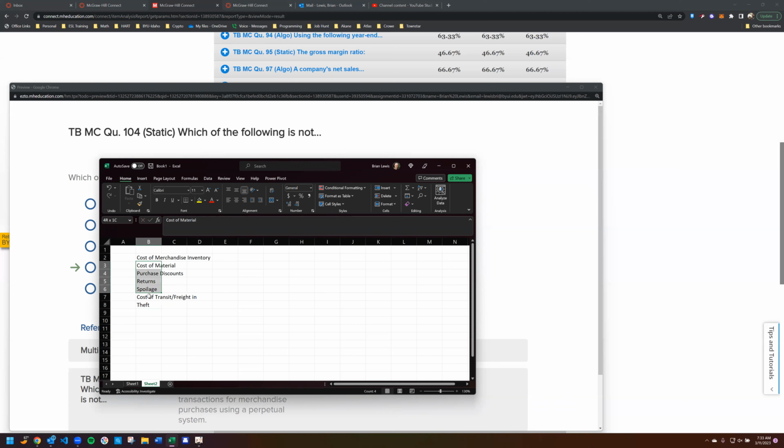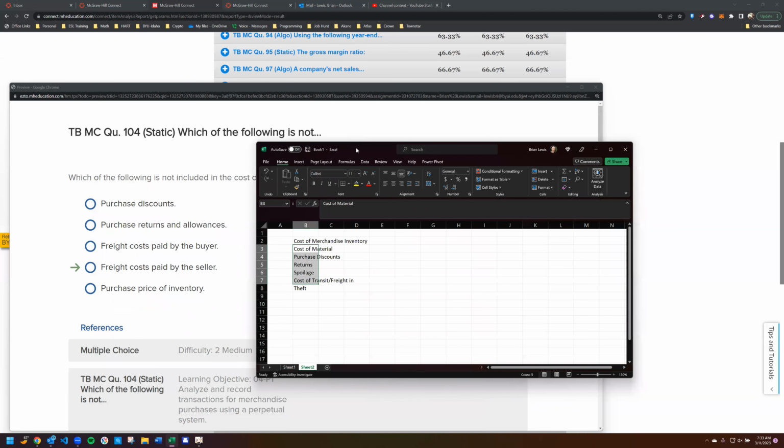So let's see if any of these items are on here. Okay, so discounts is there. Returns and allowances is there. Freight cost paid by the buyer, right? So freight in is a buyer issue. Freight cost paid by the seller is no, because that's something the seller pays for. It's on the sale side. It's on the actual net revenue side.